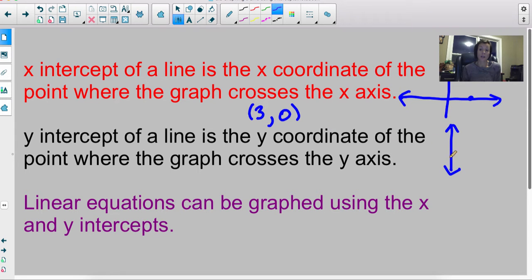The y-intercept of a line is wherever it crosses the y-axis. So (0, -2), whatever the case may be, (0, 4). Linear equations can be graphed using the x and the y-intercepts.